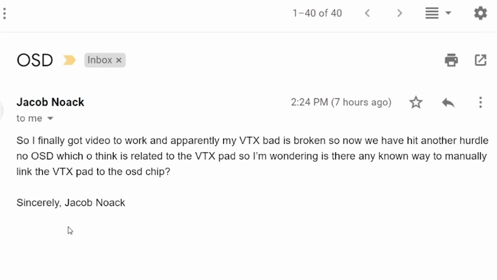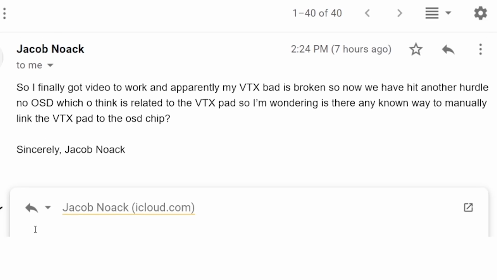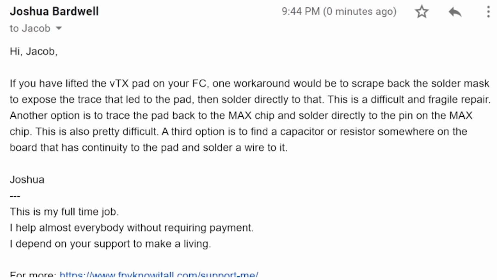He asks, I got video working on my quad. Apparently my VTX pad is broken, so maybe he lifted the pad. And we had another hurdle, no OSD. Right, you can't have OSD without connecting the flight controller to the video transmitter. Is there any way to link the VTX pad to the OSD chip? And here's the answer. Hi, Jacob.